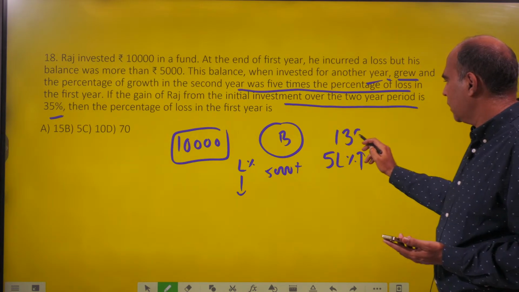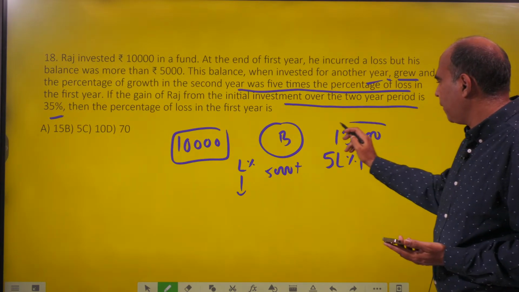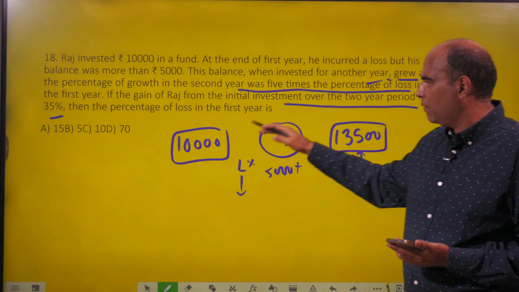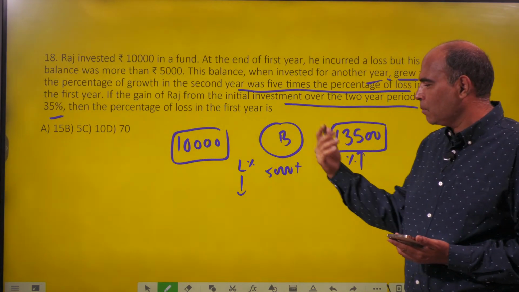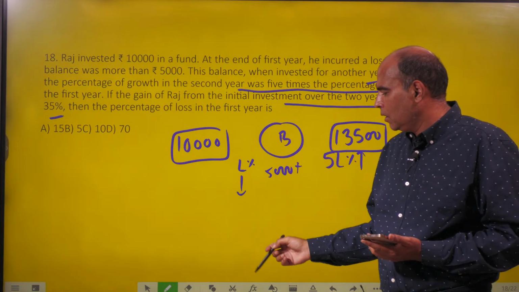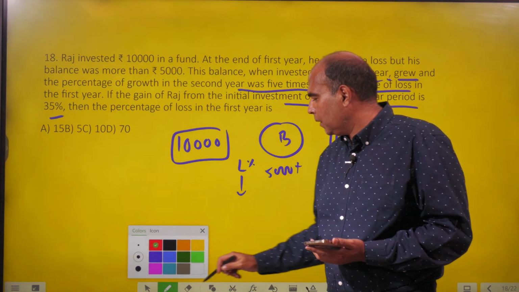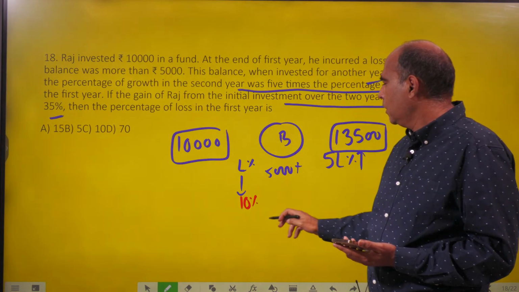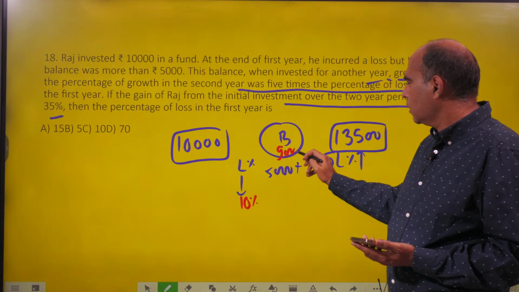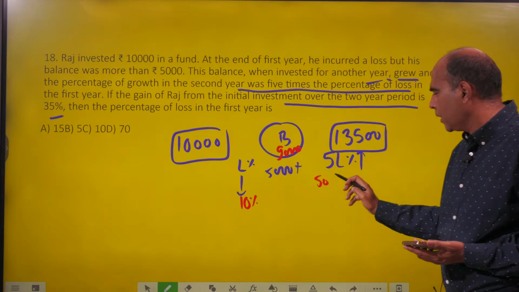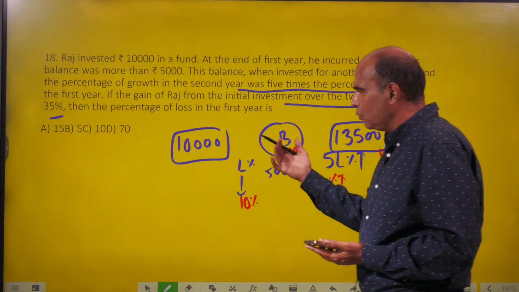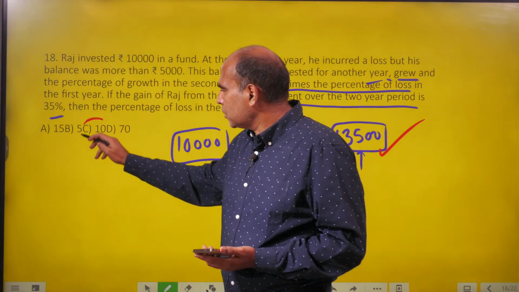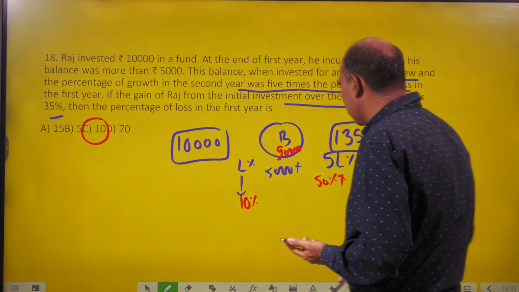That means his profit percentage is 35% on his initial investment. So after 2 years, his investment is 13,500. It's an option-based question. Even if you don't see it without options, it's very obvious that if you put a 10% loss here, you'll come down to 9,000. And you put a 50% profit here. On 9,000, you'll come to 13,500. So 10 and 50 are the two numbers that fit in. So option C, 10% is the answer to this question.